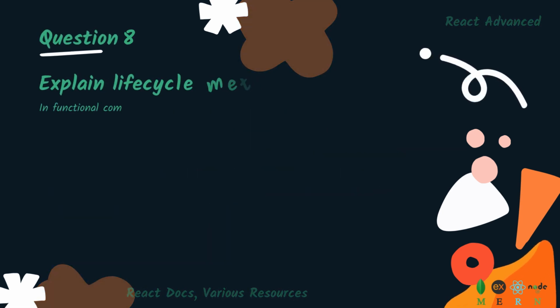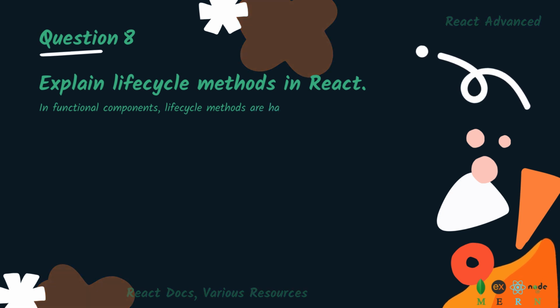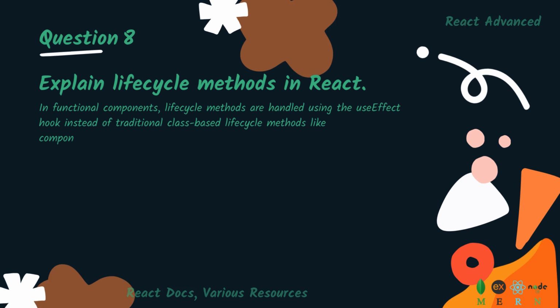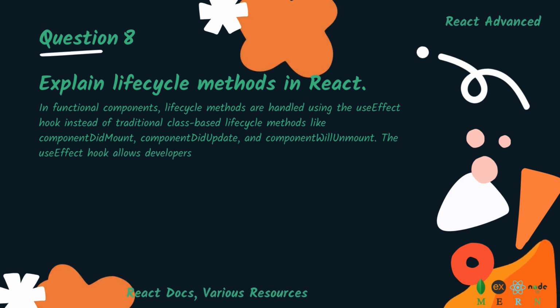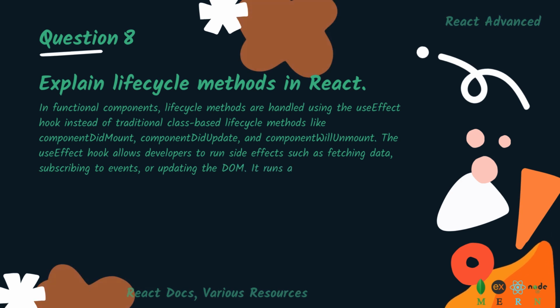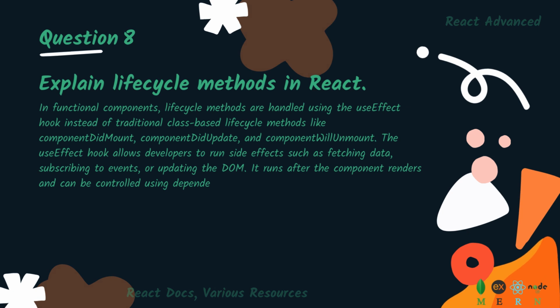Explain lifecycle methods in React. In functional components, lifecycle methods are handled using the useEffect hook instead of traditional class-based lifecycle methods like componentDidMount, componentDidUpdate, and componentWillUnmount. The useEffect hook allows developers to run side effects such as fetching data, subscribing to events, or updating the DOM. It runs after the component renders and can be controlled using dependencies.